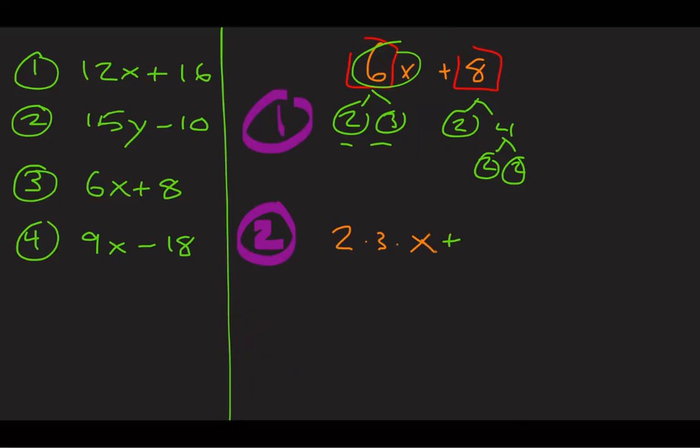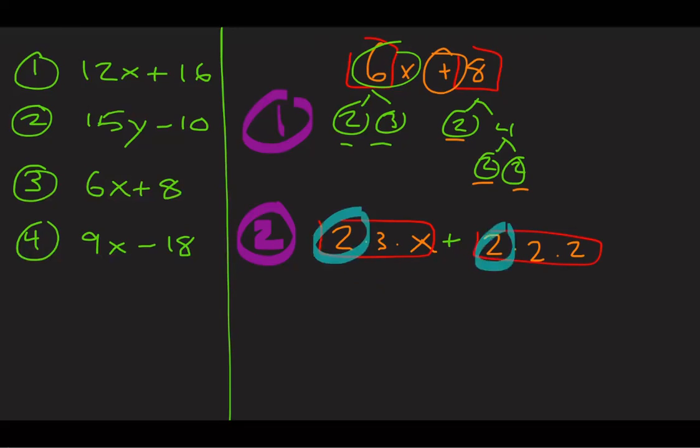And then 8, we're going to write as 2 times 2 times 2. We drop down our plus sign in between. Again, it's just whatever sign is in your original expression. Now we're going to think about both of our terms and circle whatever they have in common. What do they have in common on this one? Looks like just a 2.